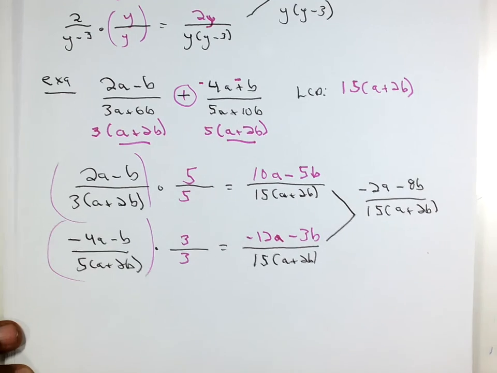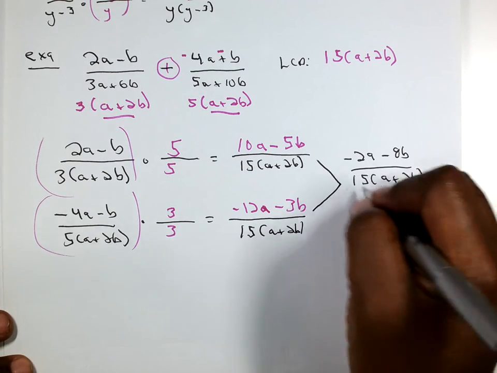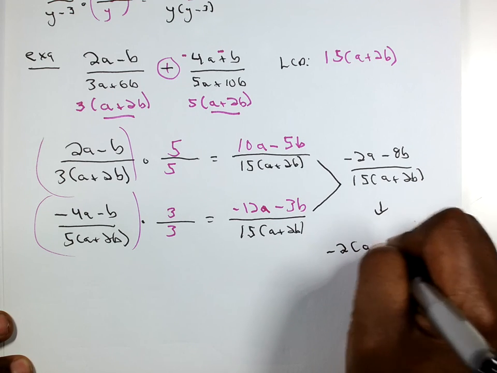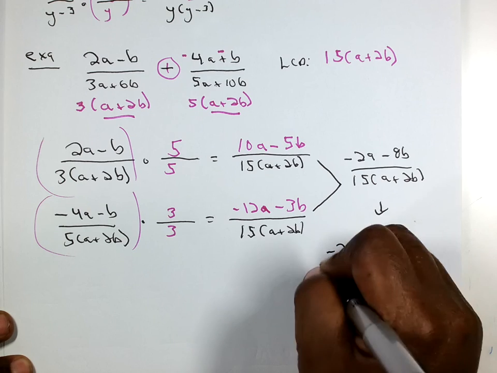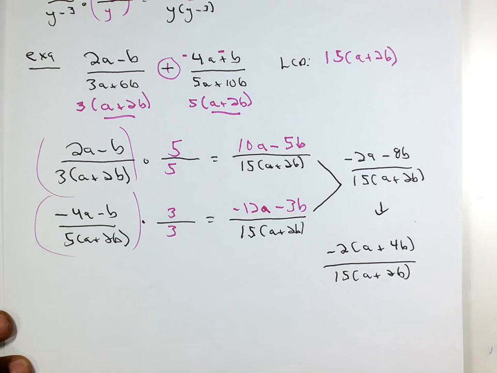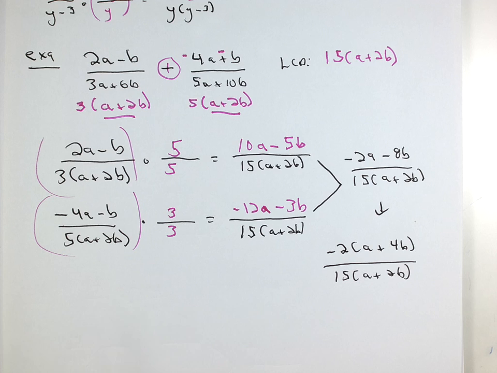Now I'm not really sure if anything will simplify, so I'm just going to pull that out really quickly. The factor of negative 2 out, and I'm left with a plus 4b. So no, it doesn't match because this is an a plus 4b and that's an a plus 2b. So I can't simplify any further than that.